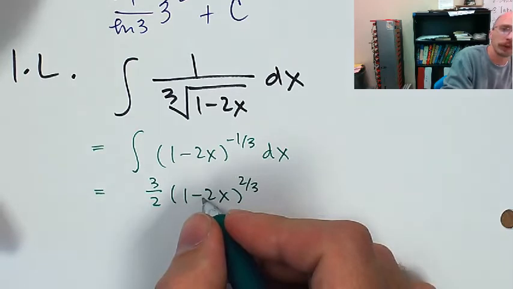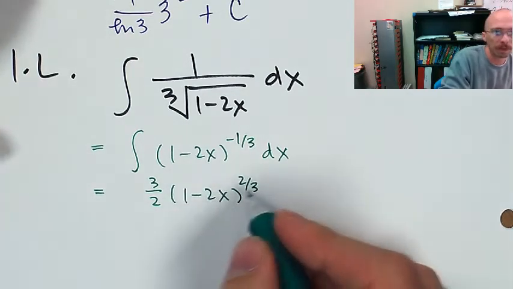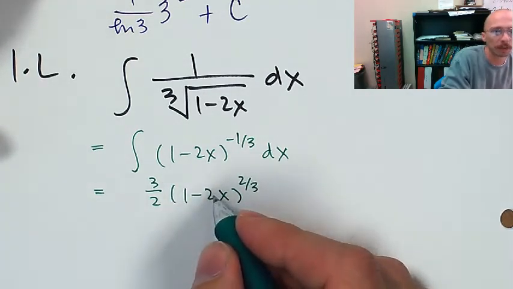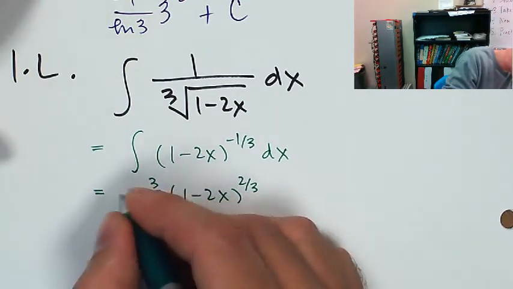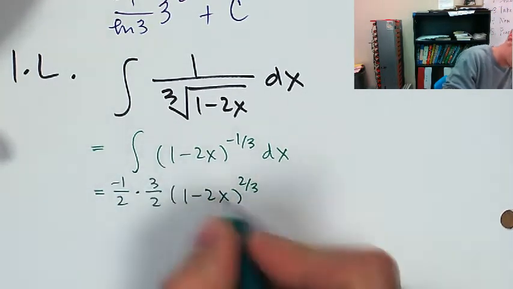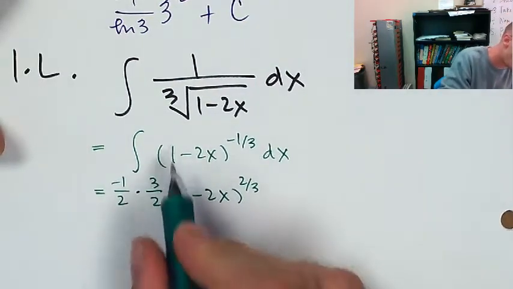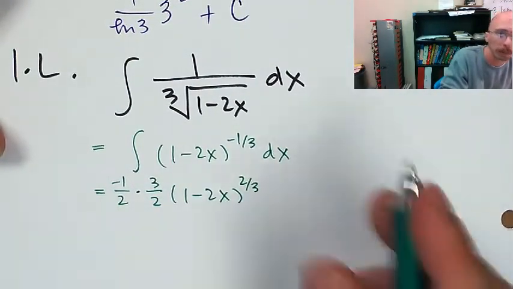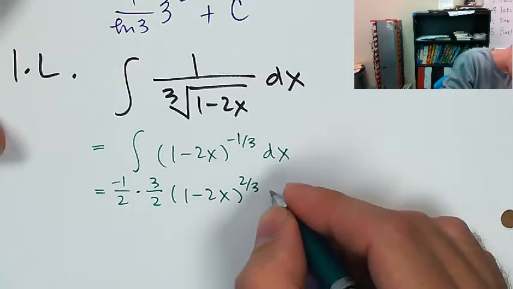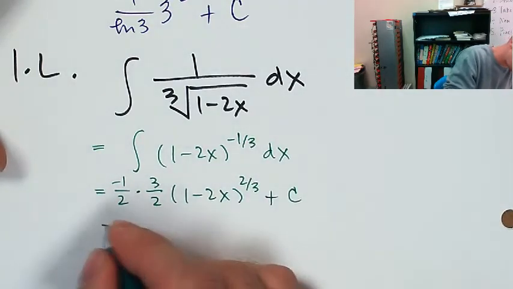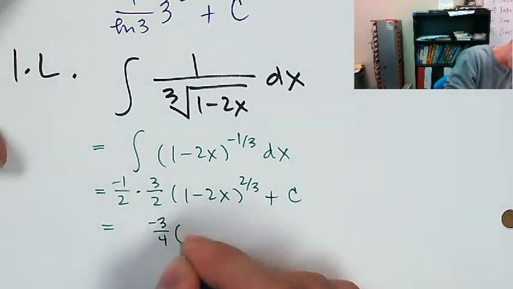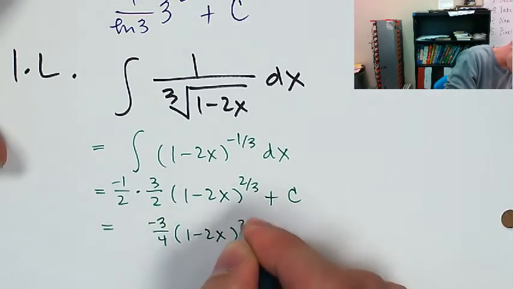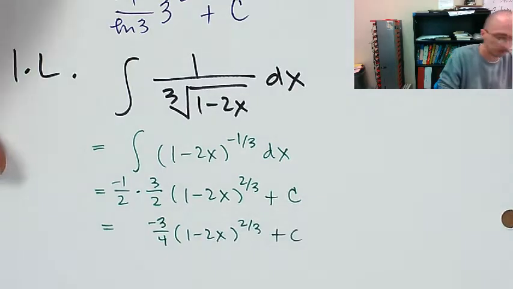But then there's this negative 2. Okay, I know that if I take the derivative of this, I'll have 1 times 1 minus 2x to the negative 1/3 times negative 2 for the chain rule. So I just need to multiply by negative 1/2 so that, when that happens, I end up with 1 of these cube roots in the denominator. Okay, and then that would be plus c. And, if a person needed to clean this up a little bit, they could call this negative 3/4 of 1 minus 2x to the 2/3 plus c.